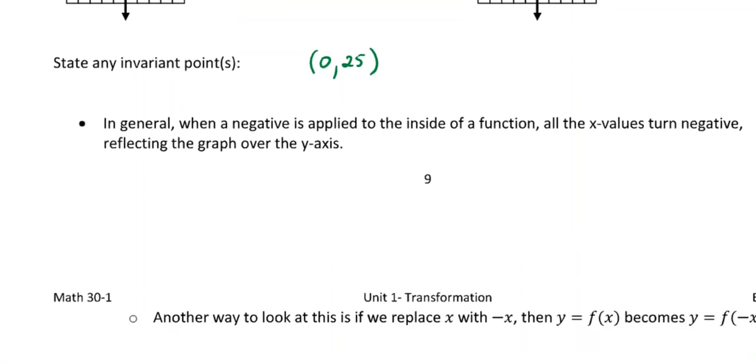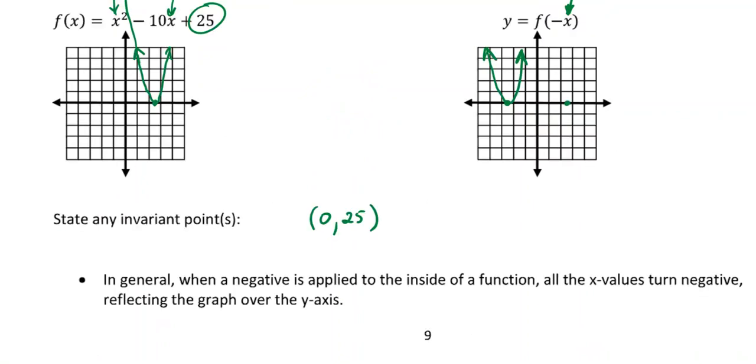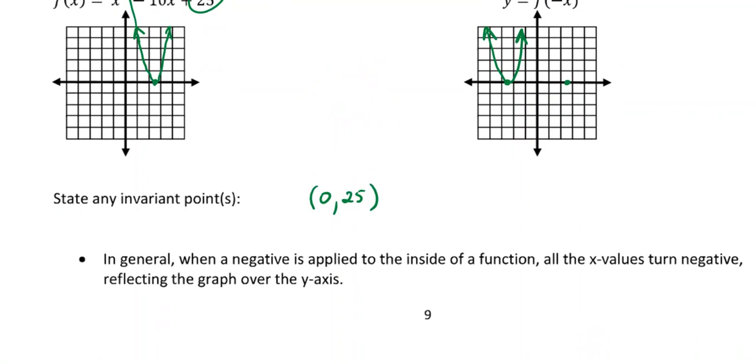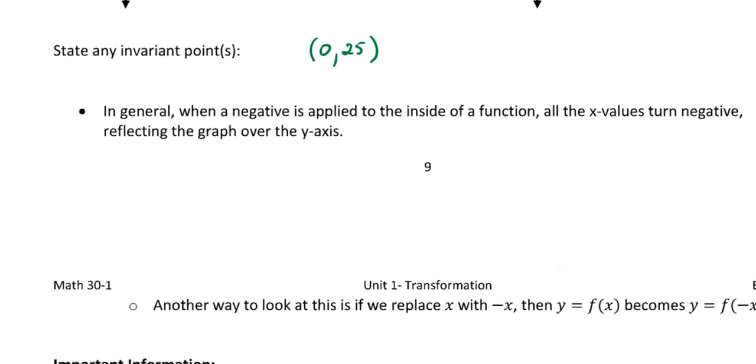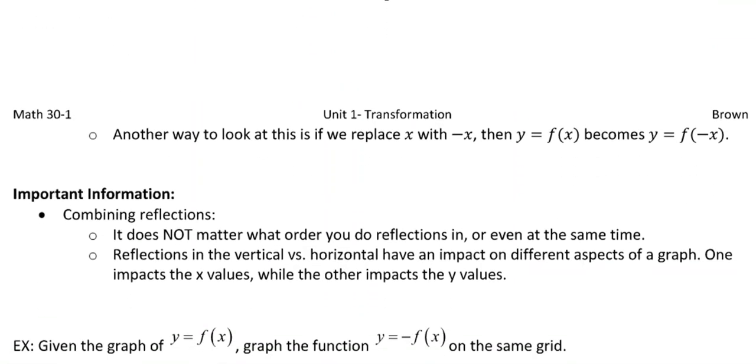Will there ever be more than one invariant point? Yeah. We'll show you. I guess there couldn't be on that one because then it wouldn't be a function anymore, but we're going to get into that. Okay, I explained most of that.